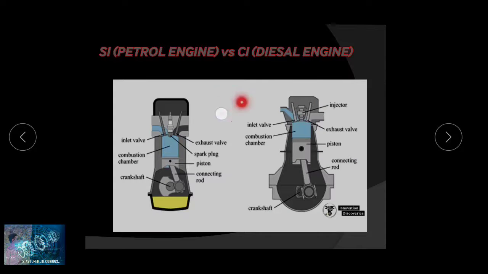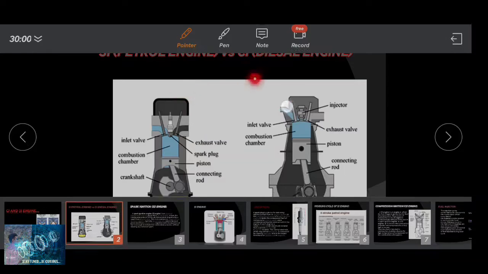This is a comparison diagram of SI and CI engine respectively. SI engine is also known as petrol engine and it has a spark plug to produce a spark at the combustion stroke or power stroke. Then the diesel engine, that is CI engine. CI engine has a fuel injector instead of the spark plug in SI engines. The main difference between these two engines are the spark plug and the fuel injector.